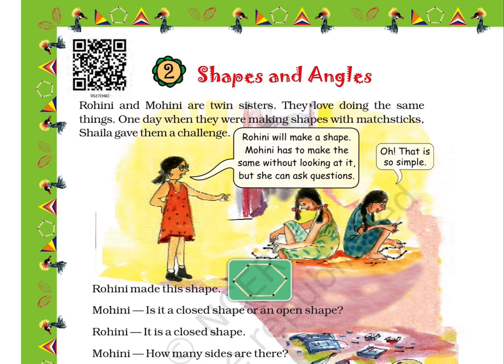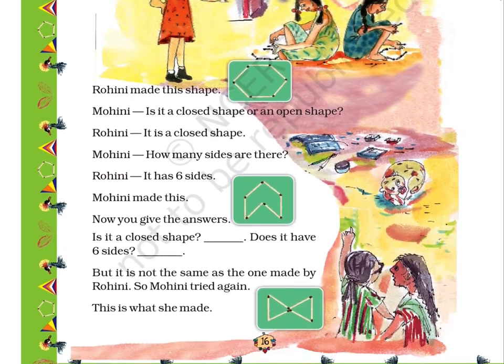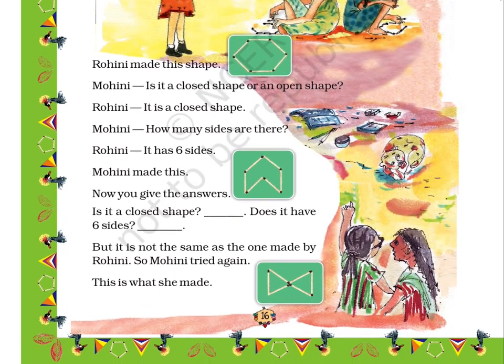To this, Mohini says, "Oh, that is simple." Rohini made this shape. There is a small picture of the shape made by Rohini. Mohini: Is it a closed shape or an open shape? Rohini: It is a closed shape. Mohini: How many sides are there? Rohini: It has 6 sides.